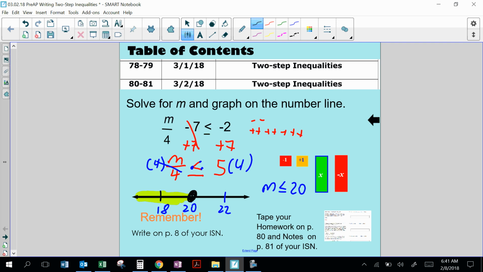So let's check our work. Let's pick a number. I could pick 18, but 18 is not divisible by 4, so we need to pick something easier to use. Let's do 0. It is less than 20. 0 divided by 4 is 0. Minus 7 is negative 7. Is negative 7 less than negative 2? On the number line it's to the left of negative 2. So yeah, we did our test point.